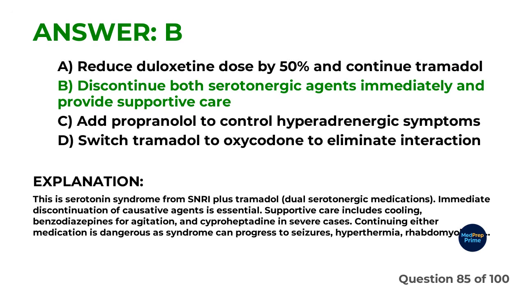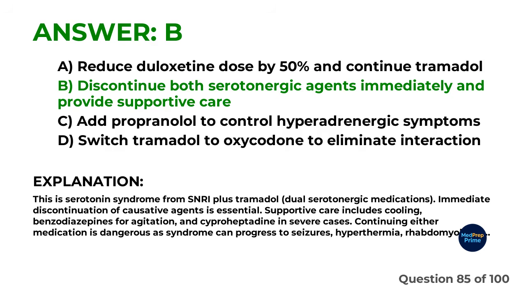Correct answer B. This is serotonin syndrome from SNRI plus tramadol, dual serotonergic medications. Immediate discontinuation of causative agents is essential. Supportive care includes cooling, benzodiazepines for agitation, and cyproheptadine in severe cases. Continuing either medication is dangerous, as the syndrome can progress to seizures, hyperthermia, rhabdomyolysis, and death.